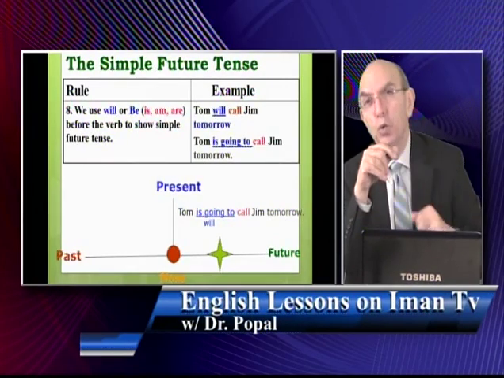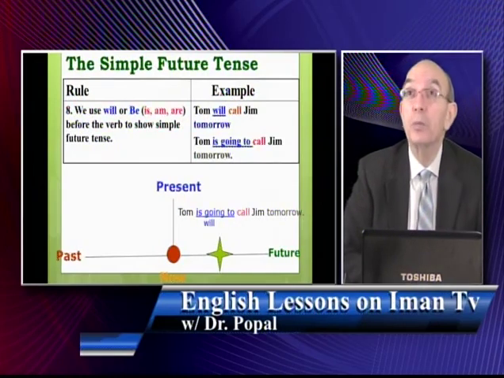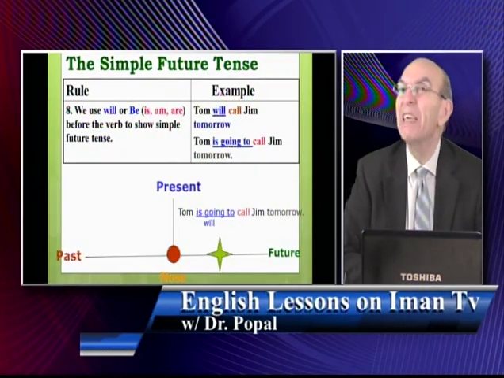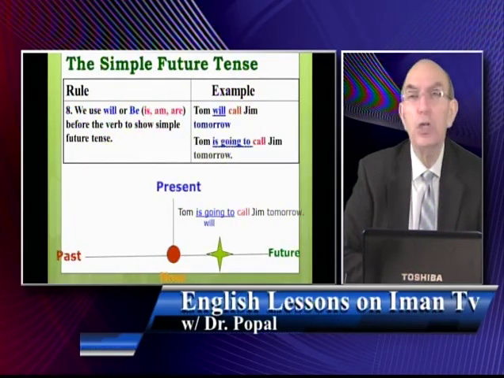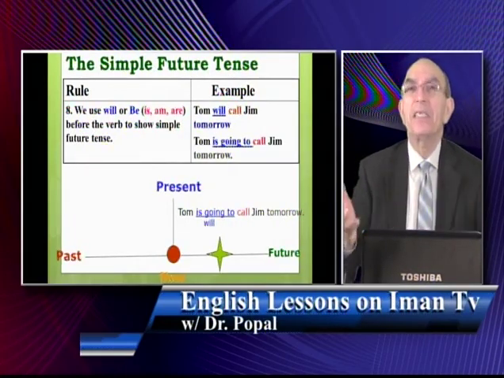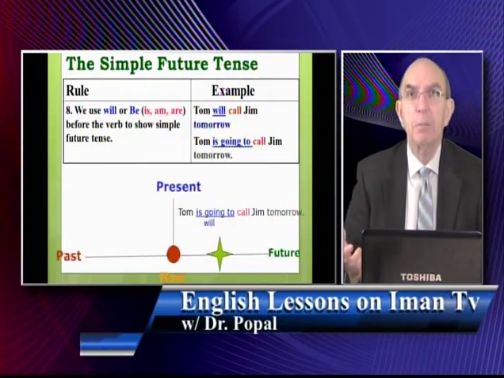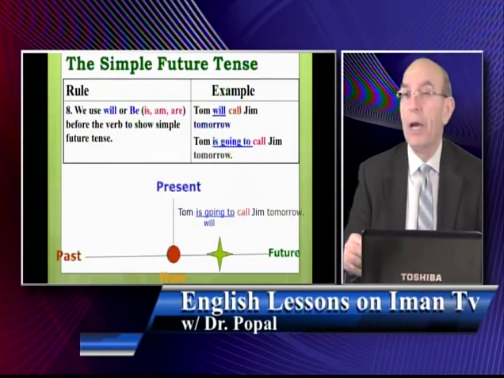So going to is another way to say will. So they have the same meaning. Tom will call Jim tomorrow. Tom is going to call Jim tomorrow. They have the same basic meaning. It means something that is for sure going to happen in the future.